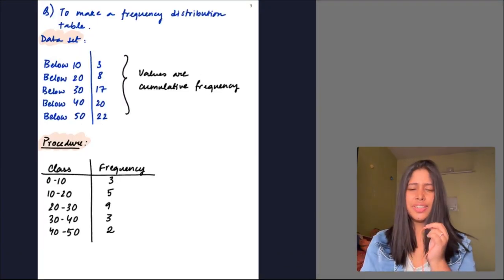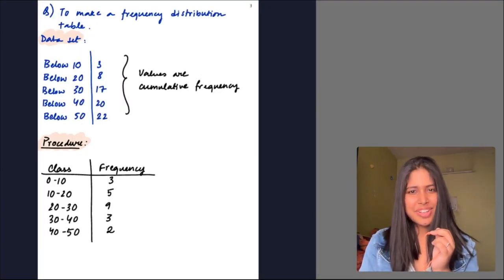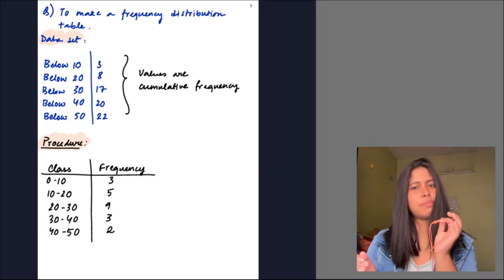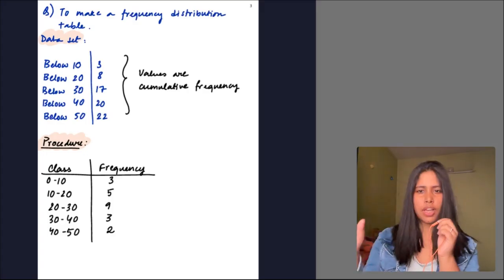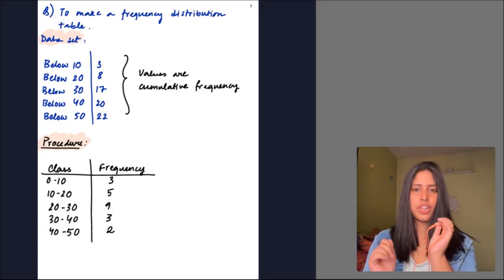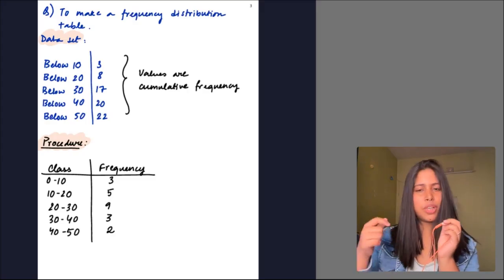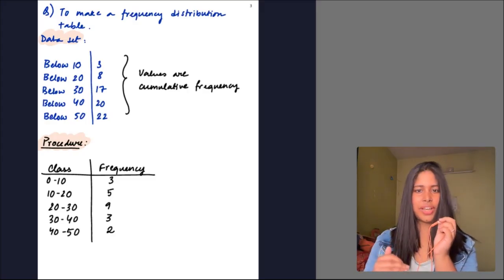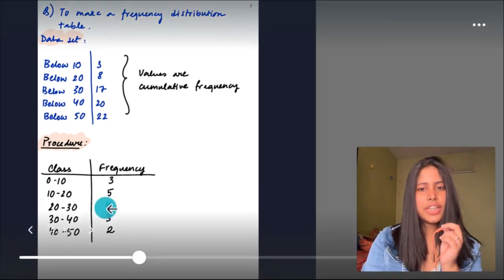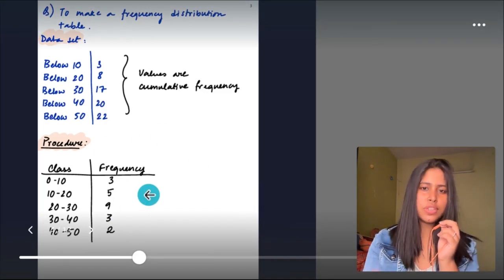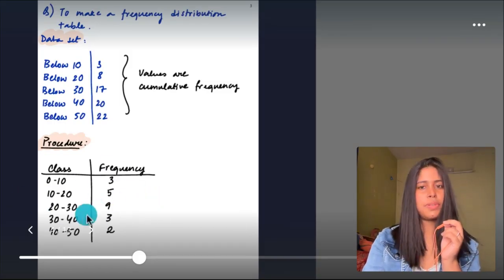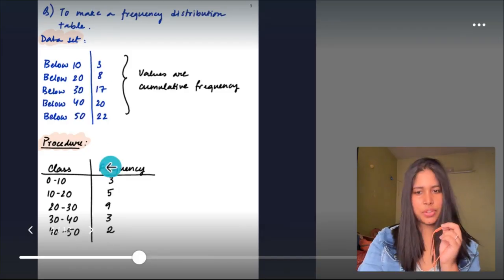Coming to the next question, here we are given a data set which is a little weird, right? The data set is below 10, below 20, below 30, and the values are given. What do you think the values are? Values are the cumulative frequency. Why? Because in below 20, we already have below 10, so these frequencies are added up. So if you need to write the frequency now, you need to subtract. Like 0 to 10, it will be 3, but for 10 to 20, it will be 5. How? 8 minus 3.